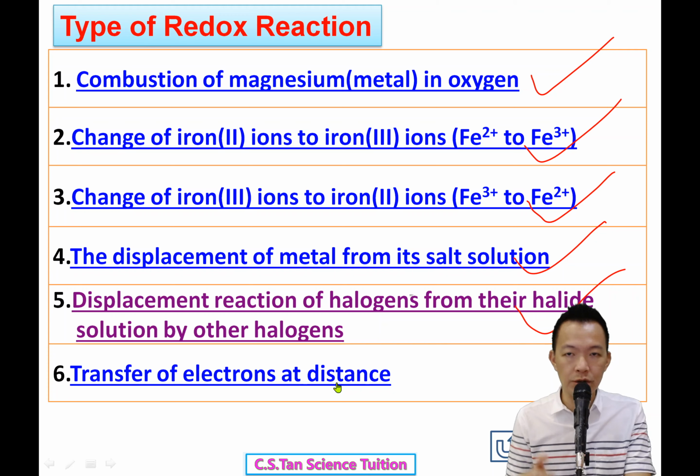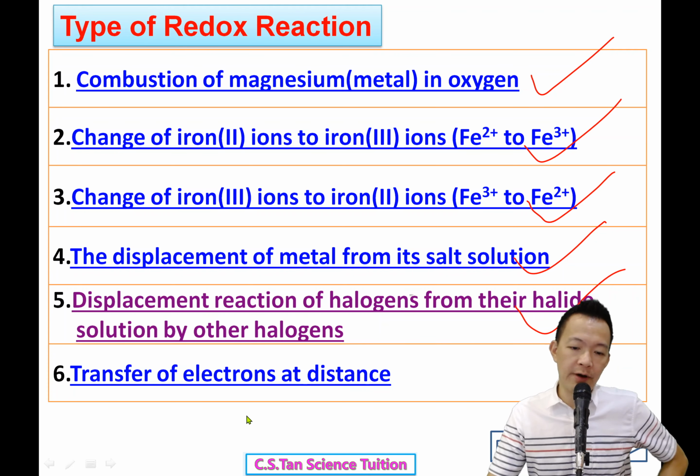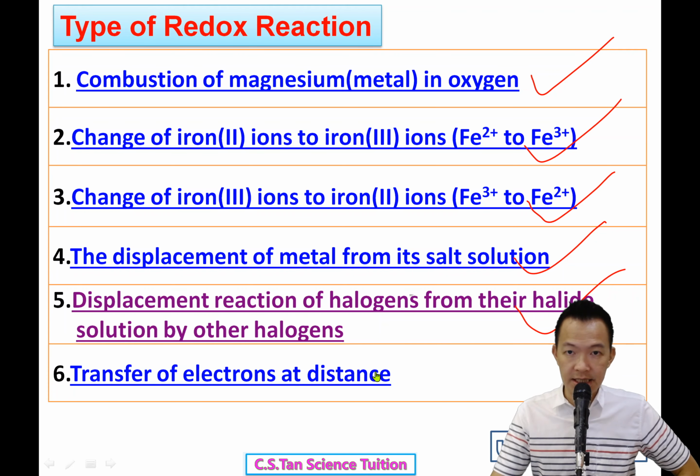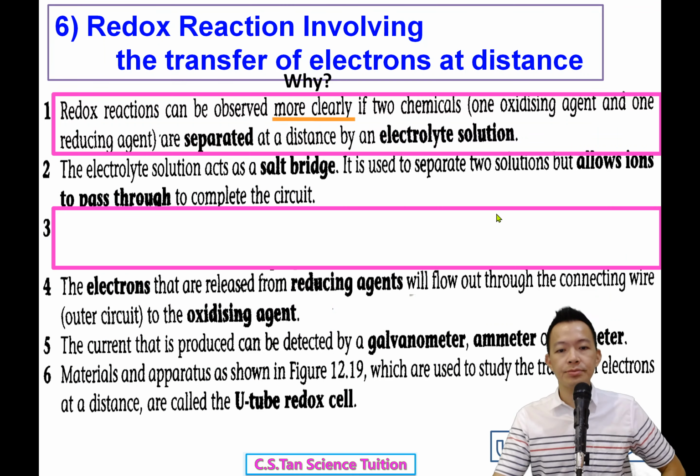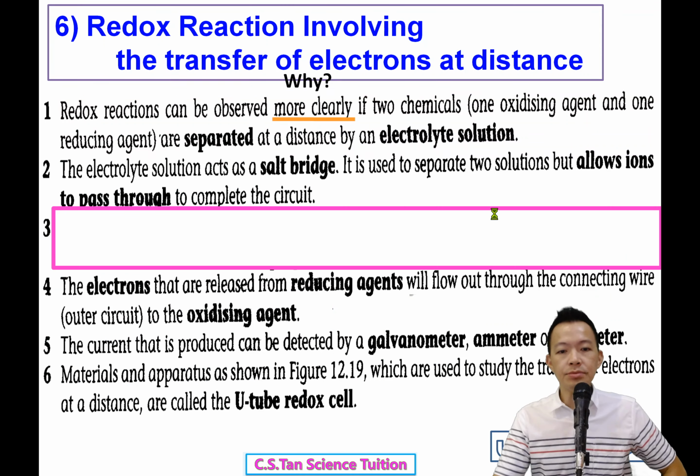It's exactly the same as 1, 2, 3, 4, 5. The only difference is the setup, the equipment and design are different. But this redox is actually better than any other redox. Why? In the exam, this one will be more famous. So, transfer of electrons at a distance. What is this? Let's start. Page number 17, if I'm not wrong. We read together.